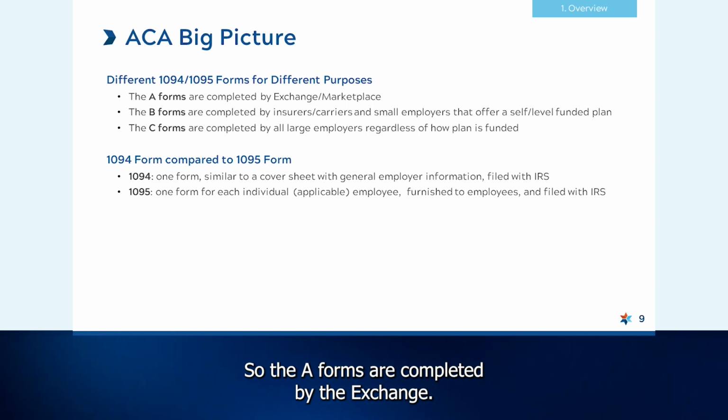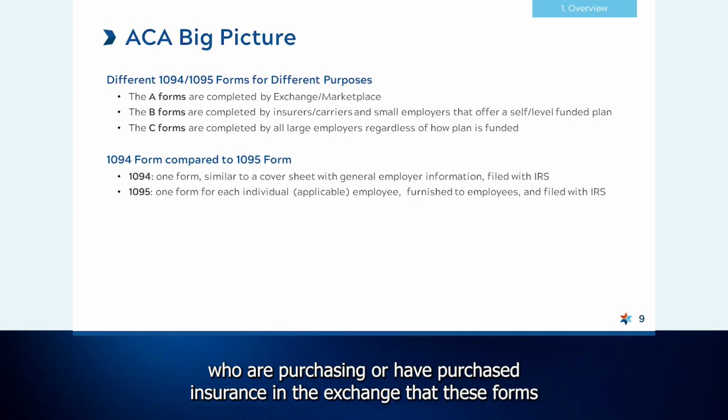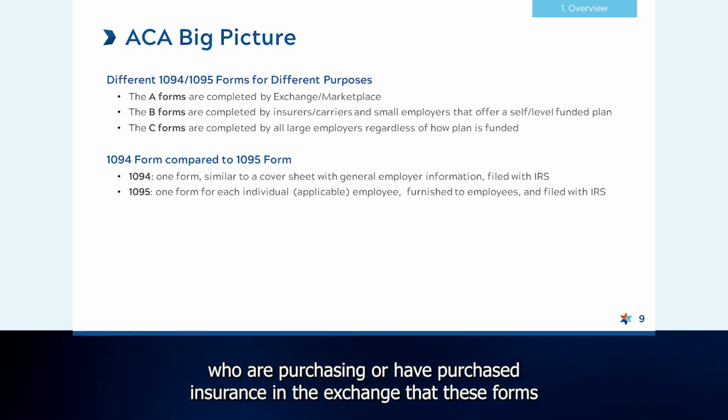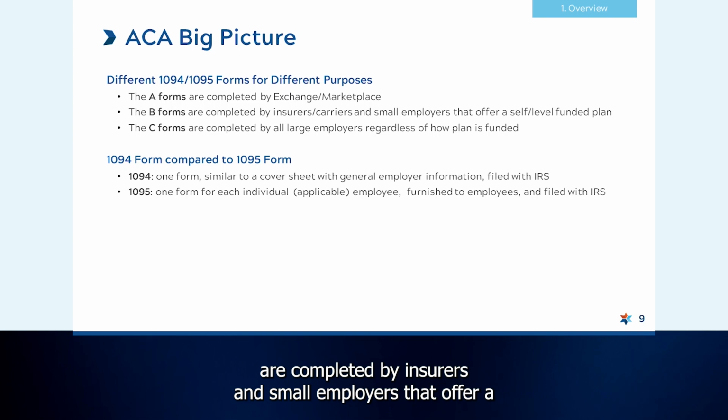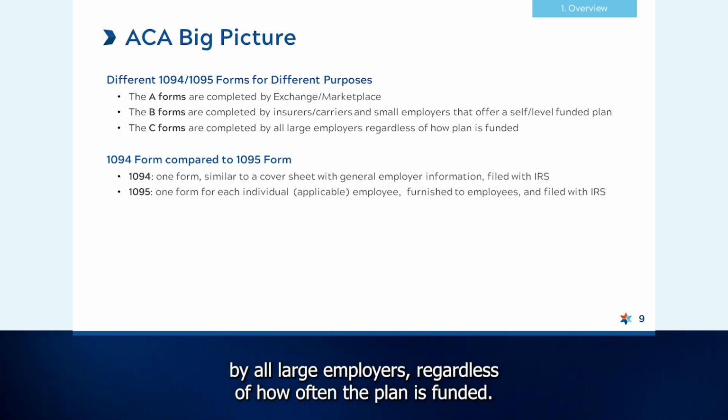So the A forms are completed by the exchange, and they're given to people who are purchasing or have purchased insurance in the exchange. The B forms are completed by insurers and small employers that offer a self or level funded plan. And the C forms are completed by all large employers, regardless of how the plan is funded.